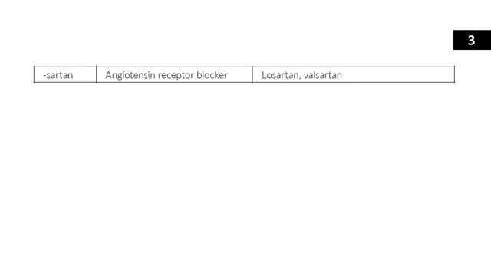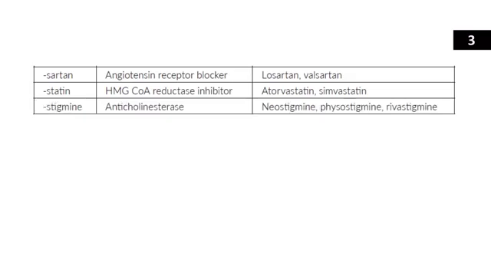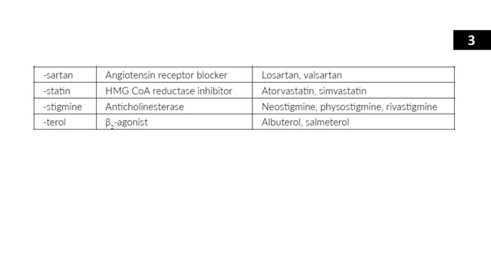The next one is -sartan. These are the angiotensin II blockers like losartan and valsartan. -statins are HMG-CoA reductase inhibitors used to lower LDL levels, like atorvastatin or simvastatin. -stigmine is an anticholinesterase inhibitor, the so-called indirect cholinergic agonist, like neostigmine and physostigmine, and also rivastigmine, which we use to treat Alzheimer's disease. -terol is a beta-2 agonist like albuterol or salmeterol.